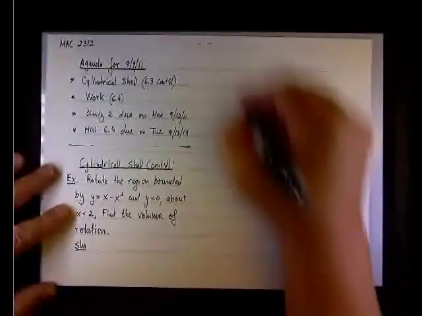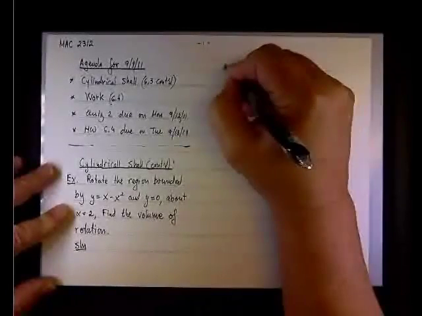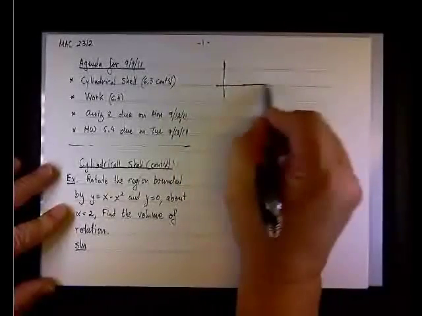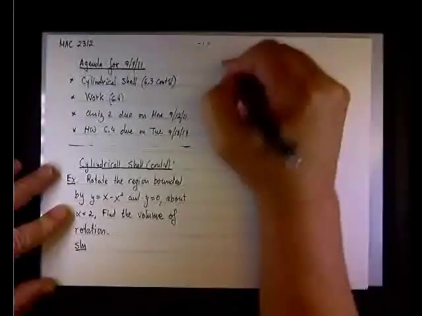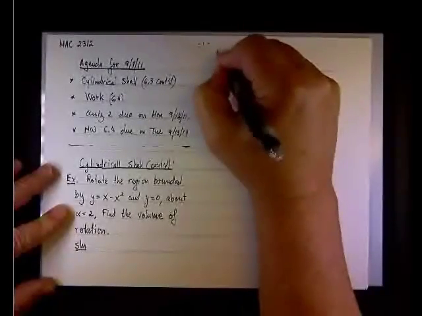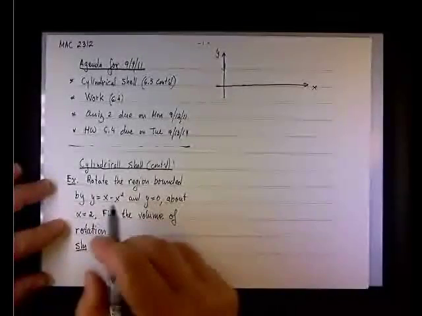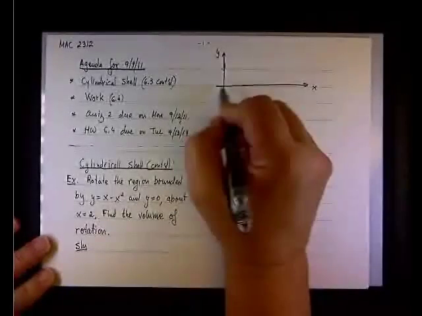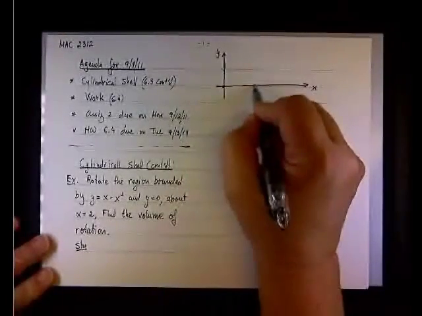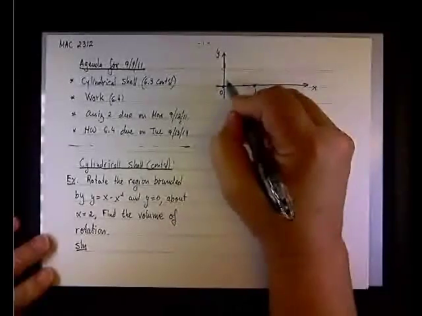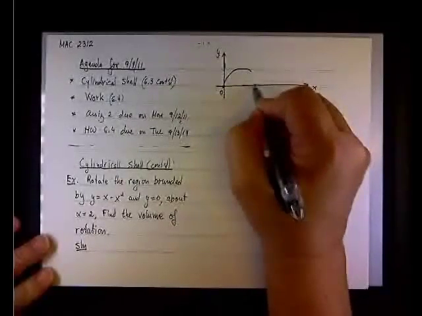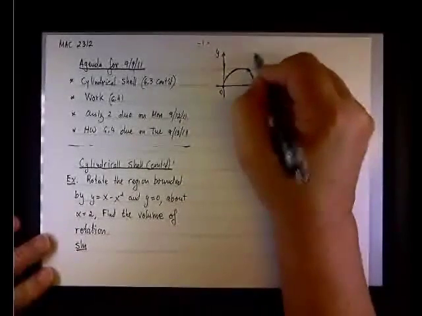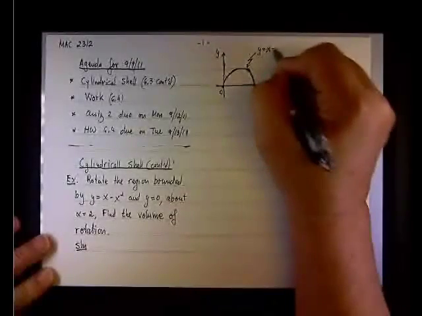Okay, so let's sketch this thing. The function y equals x minus x squared has two x-intercepts. If you set y equals 0, then one intercept will be when x equals 0, the other will be when x equals 1. And the function is a parabola, pretty much looks like that. Okay, so this is y equals x minus x squared.